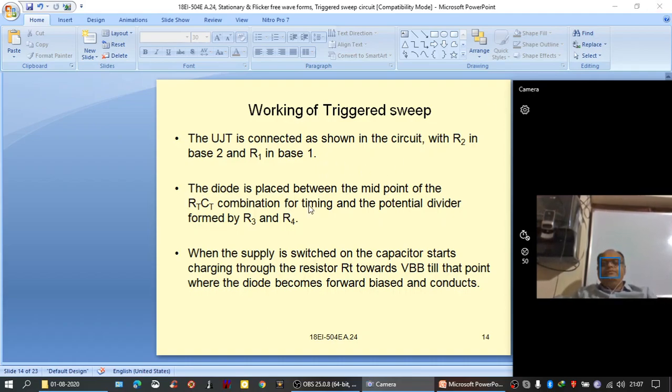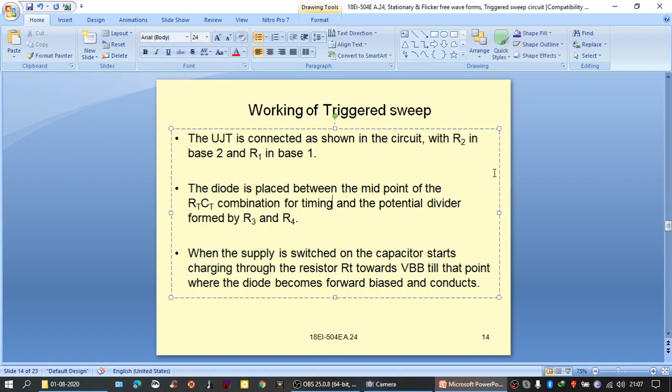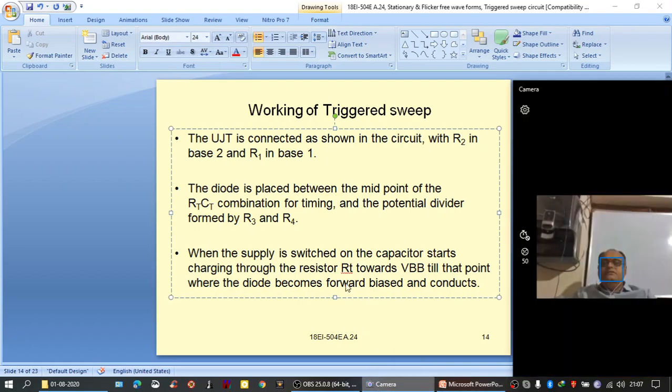The diode is placed between the midpoint of the R1C1 combination for timing and the potential divider formed by R3 and R4.